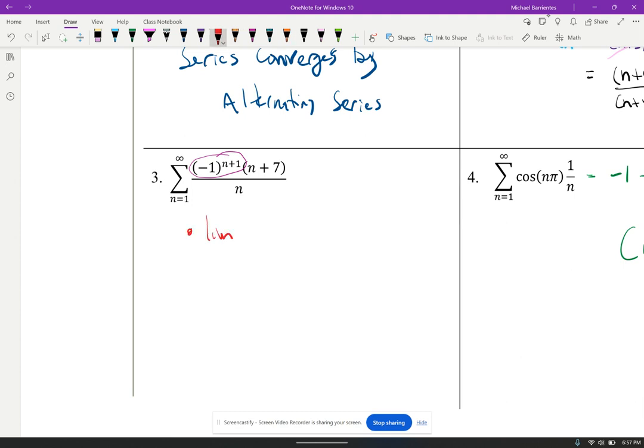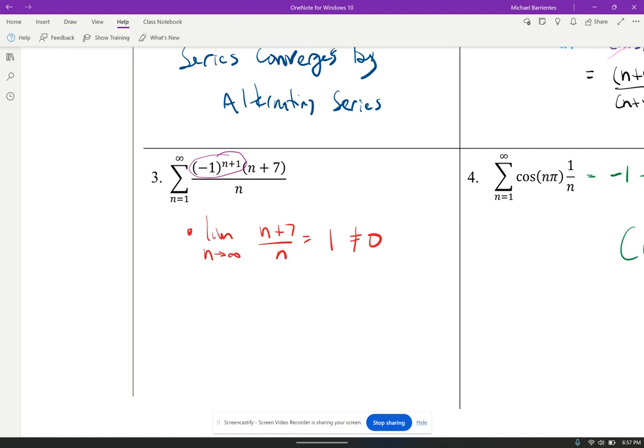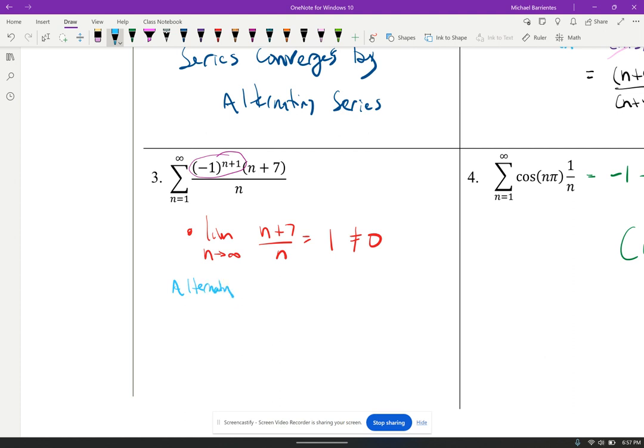We're going to take the limit as n approaches infinity of n plus 7 over n. Well, wait a minute. If I do this, that means my limit is actually 1. That does not equal 0. So therefore, the alternating series test doesn't work, is inconclusive.